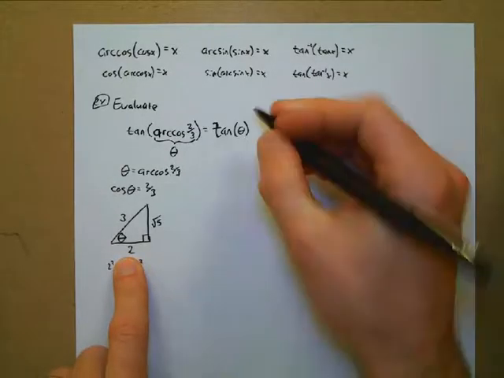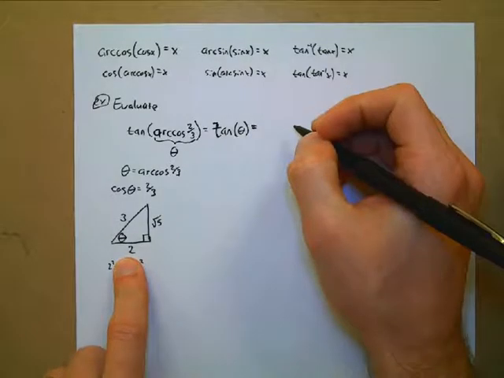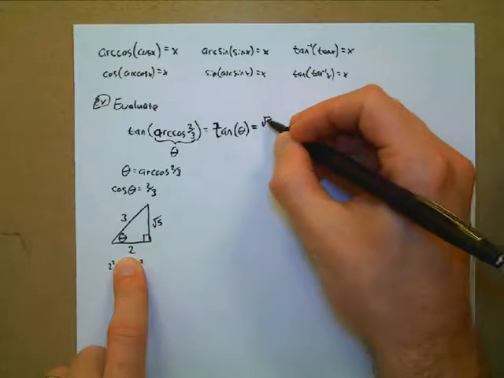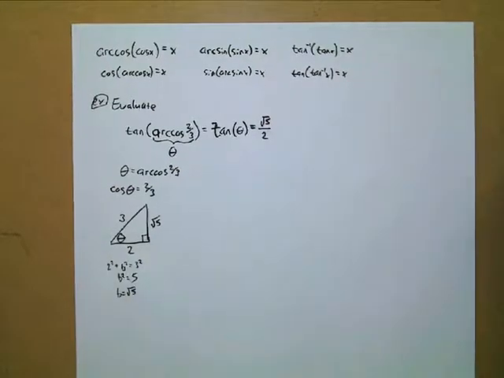Okay. And if you don't believe me, we can go to our calculator here. Tangent of the arc cosine of 2/3 gives us this nasty decimal. The square root of 5 divided by 2 gives seemingly the same nasty decimal there. Okay? So there you go.